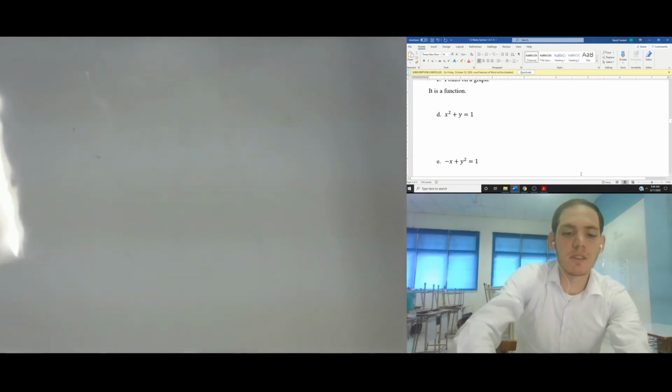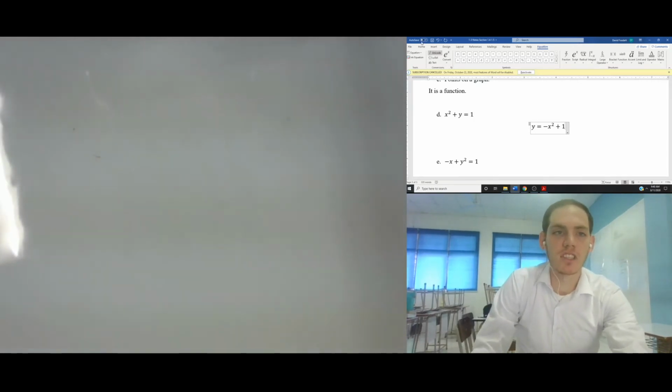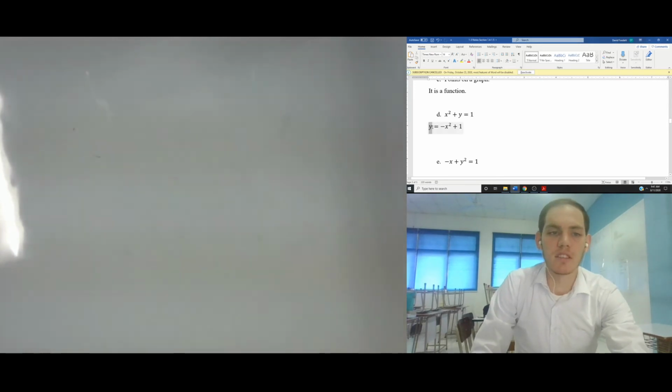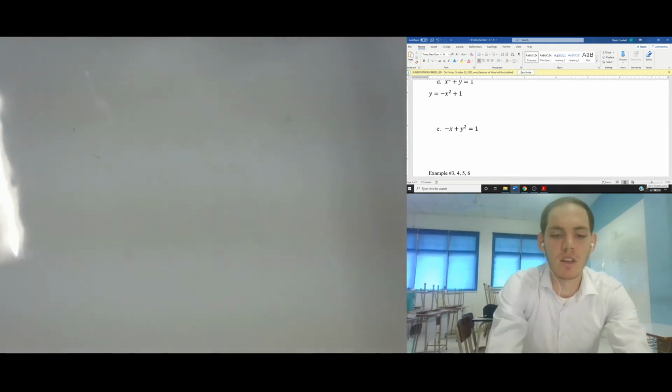Okay. What about this one? Well, we can actually rewrite this one. So this can be rewritten as y equals negative x squared plus 1. And is that a function? Well, yeah, each x is going to correspond with a different y. Okay, that is, two outputs don't correspond with one input. Okay.